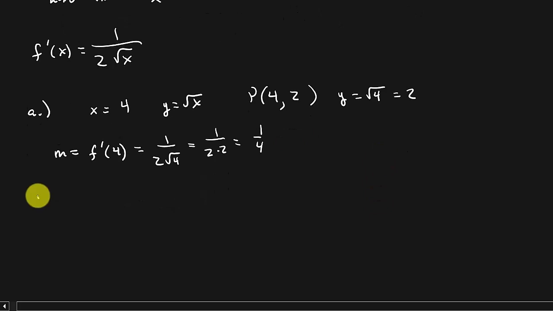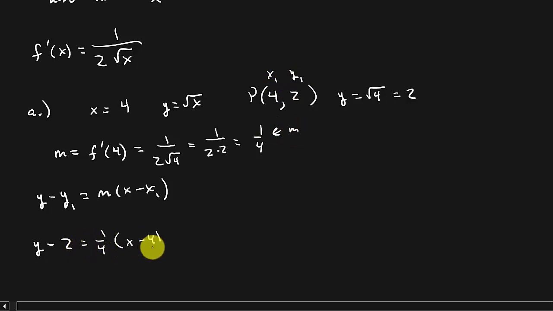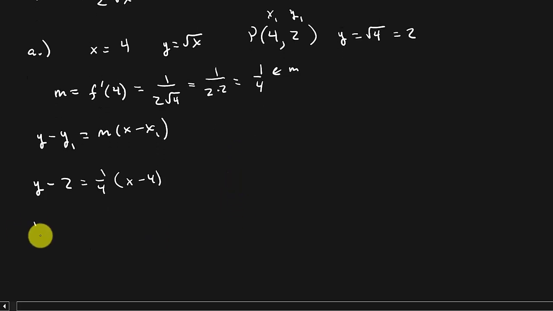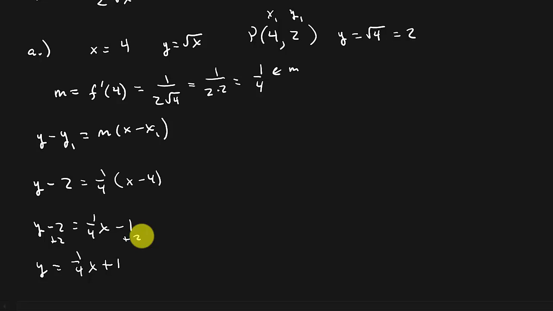So let's find the equation of the line. y minus y1 equals m times x minus x1. So we've got y minus 2. See, remember this is your x1, y1, and that's m. So y minus 2 equals 1/4 times x minus 4. And so this is going to be y minus 2 equals 1/4 x minus 1. And so y equals 1/4 x plus 1 when we add the 2 to both sides. All right. So that's not too bad there, is it?